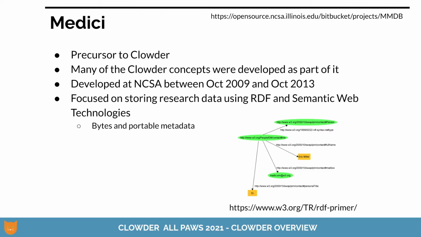Before Clowder, NCSA was developing a system called Medici. You can think of it as a precursor to Clowder. Many of the Clowder concepts were developed as part of Medici. It was in development at NCSA between October 2009 and October 2013. Its main focus was on storing research data, which is usually characterized by a variable amount of bytes in any format and a variable amount of metadata attached to it. It stored metadata as RDF using the Tupelo middleware, also developed at NCSA, and had a friendly web interface to interact with it.